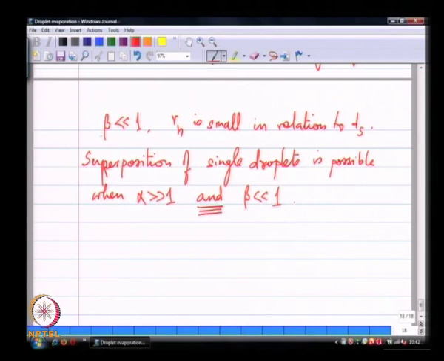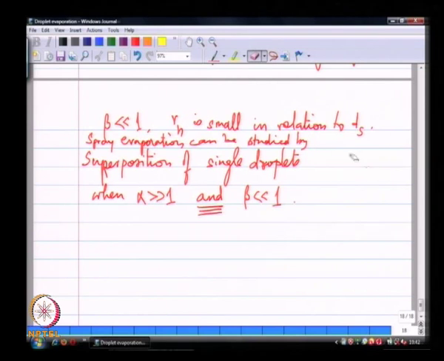So, if I want to look at evaporation in a spray, or spray evaporation, it can be studied by superposition of single droplets when alpha is much greater than 1 and beta is much less than 1. If this were not to be the case, then I have to start to look at interference effects.